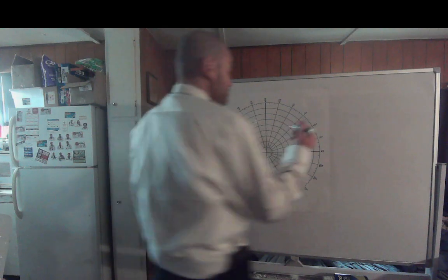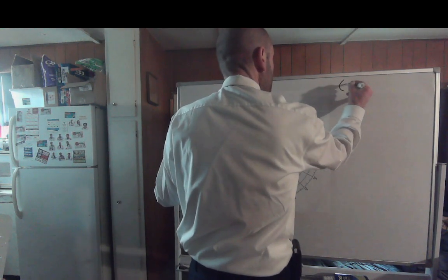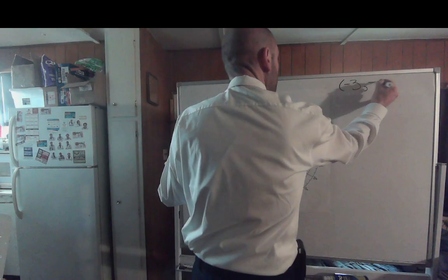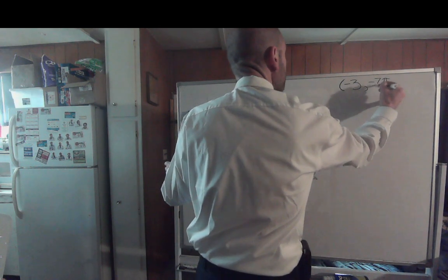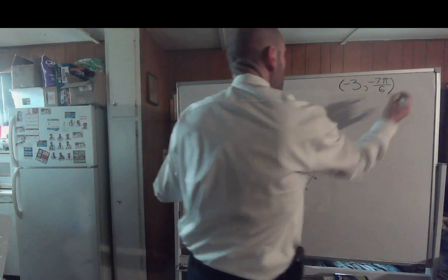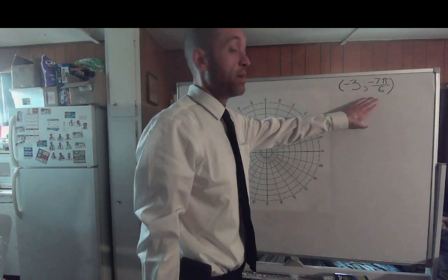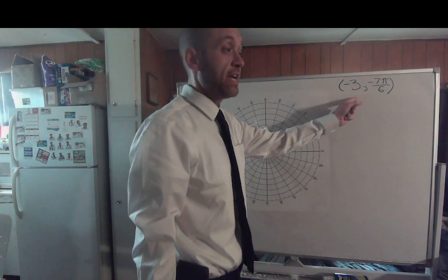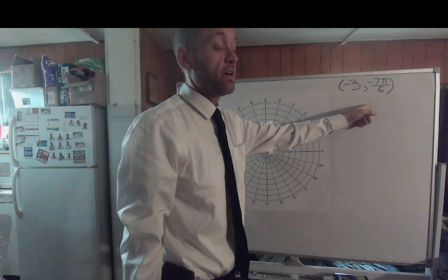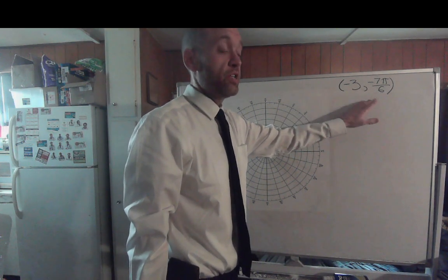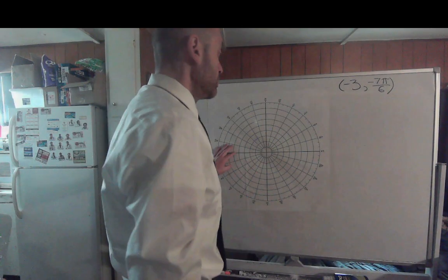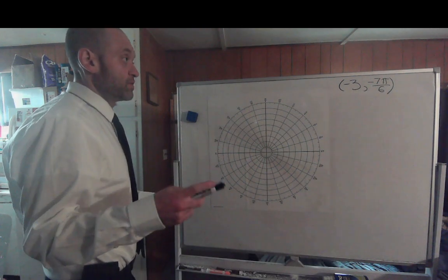Good one. So this time we have (-3, -7π/6). All right, so we have (-3, -7π/6). We're given a negative r and a negative theta. So what are we going to do? Well, let's find -7π/6.